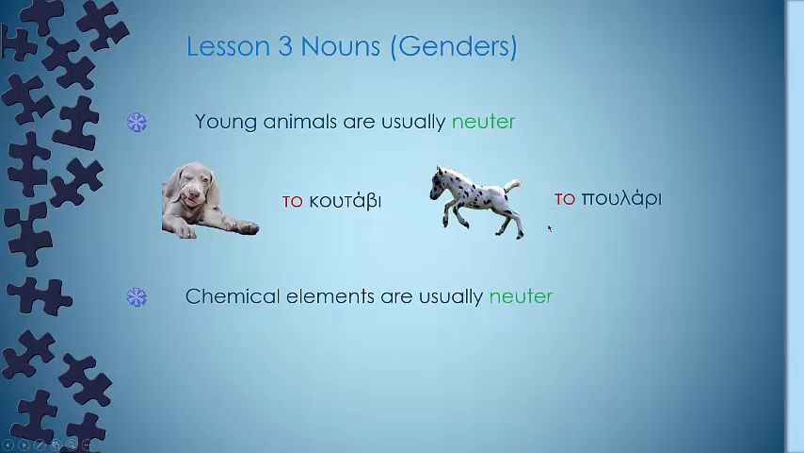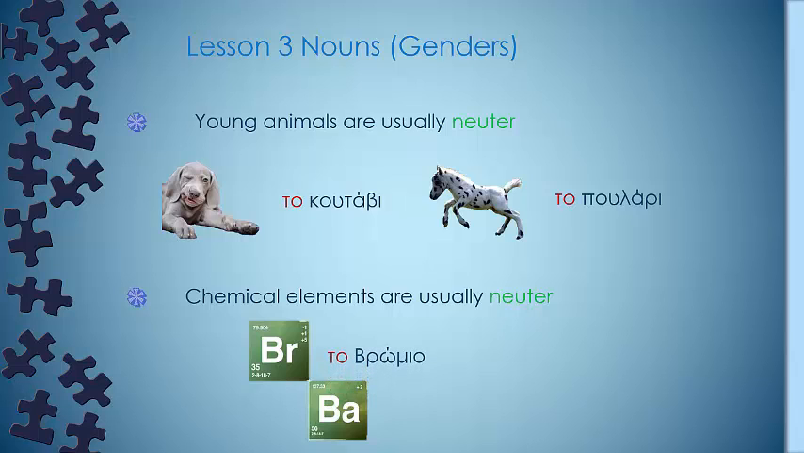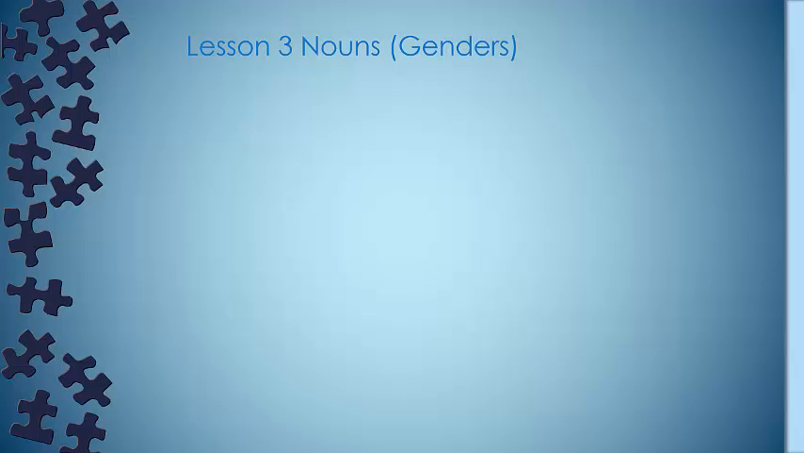Chemical elements are usually neuter. Actually, I do not know any exception to that, but we say usually in order to be certain. Το βρώμιο and το βάριο are both neuter.